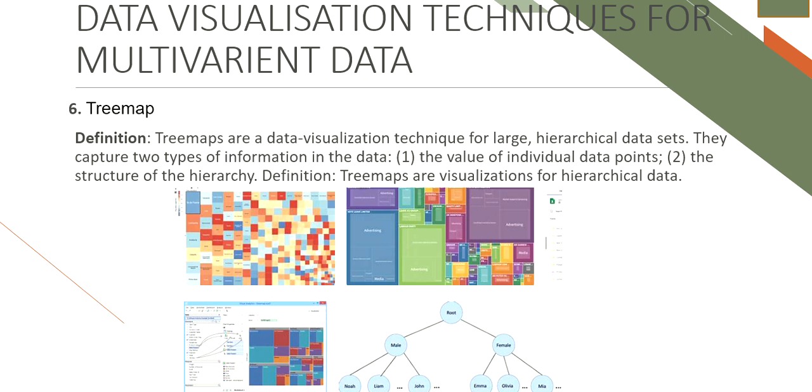Then we have a tree map. If you want to represent any set of data in the form of a hierarchy, like this root of male, female, 1, 2, 3. If you want to represent the hierarchy of an organization, like principal, then comes the HOD, then comes the staff, then students. If you want to represent such kind of values, then we go for tree maps. And when there are two types of information in data, that is the value of an individual point and the structure of the hierarchy, it is used for visualizations. So you can go for a tree map if you want to represent any data hierarchically.